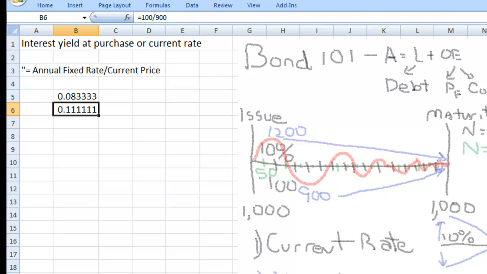Finally, one last point. Current rates are not the rate of return that an investor would receive. That is the yield to maturity and yield to call, and I'll calculate that in another video.